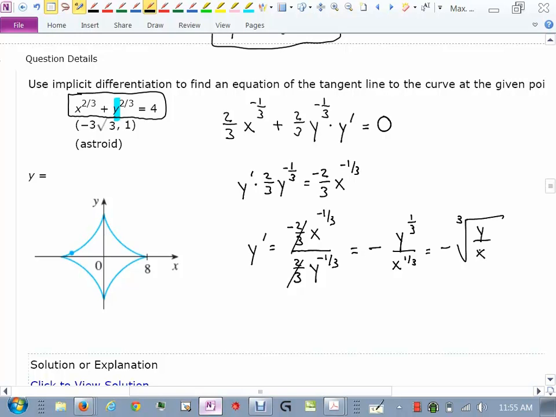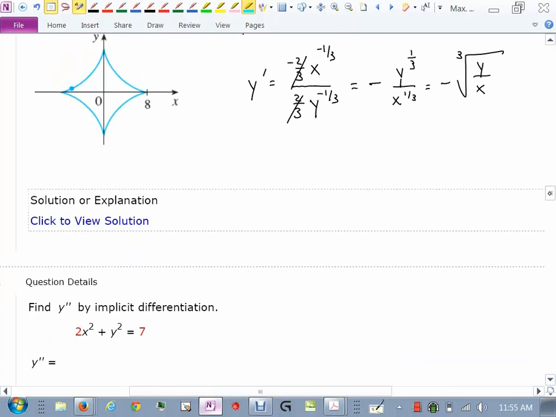Now what we want to do is plug in our values. Oh, nice. So look at our x and our y value. X is going to be replaced with what looks like, can't tell what that is, negative 3 root 3, and then the y is going to be replaced with 1. So here's what we've got.